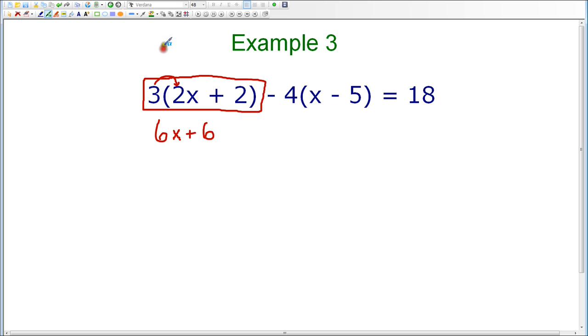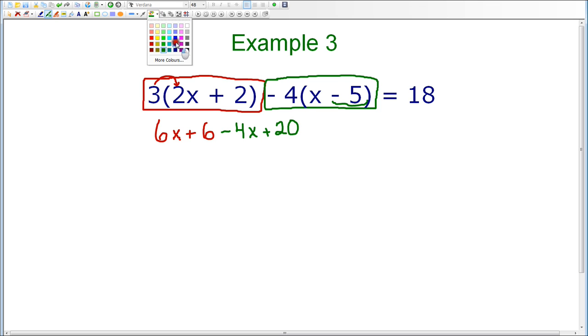Now I have to distribute again, because this time I have to distribute negative 4. Remember to always take the sign in front. So I'm distributing negative 4 throughout the quantity x minus 5. So negative 4 times x is negative 4x, which will be written as minus 4x. And then think of negative 4 times negative 5. Always take the sign in front. Negative times negative is positive. So we end up with positive 20.